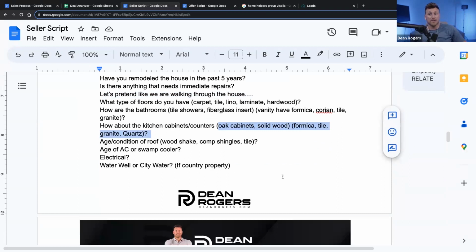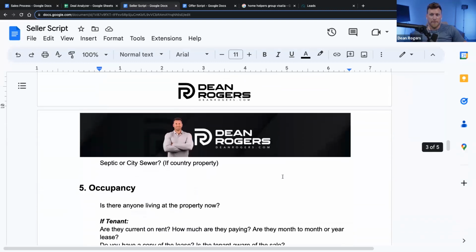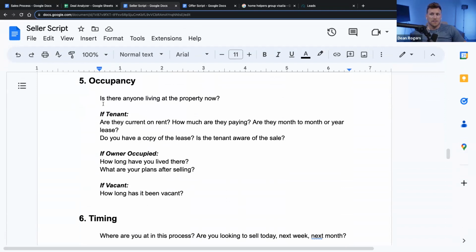Sounds like an outdated house. Ooh, that's what's going on? Yikes. I've seen those before, and that can cost a lot of money. Okay. And then the occupancy, don't blow past this one. This can be really important to how you can sell this deal. What challenges you might face is the occupancy.